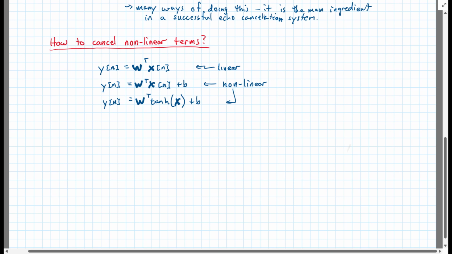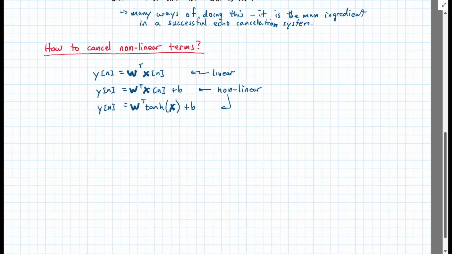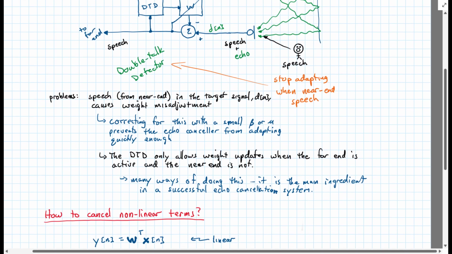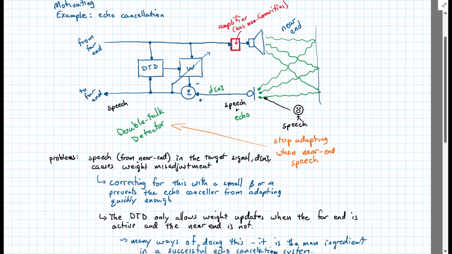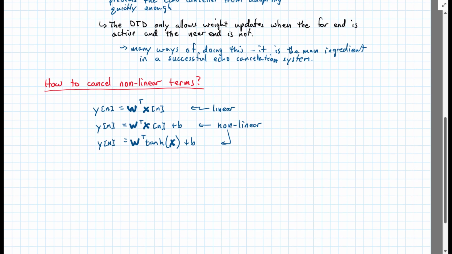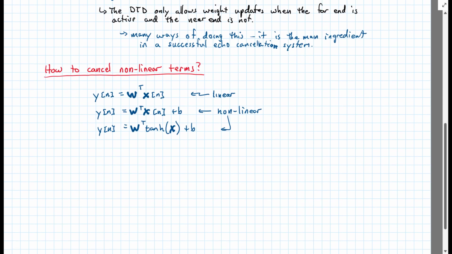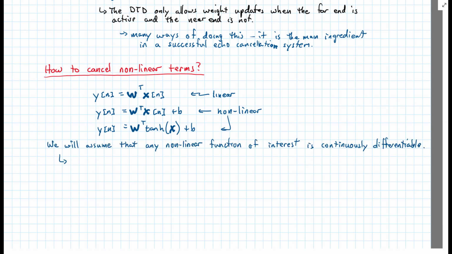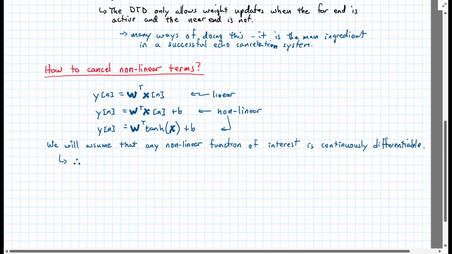For now, we're going to consider or assume that any nonlinear function of interest is going to be continuously differentiable. That would make sense in something like this type of a system where we have an amplifier that is hopefully as linear as possible. And since it's physical, we can't have sharp discontinuities. So this is a reasonable assumption. This allows us to approximate it with a Taylor series.